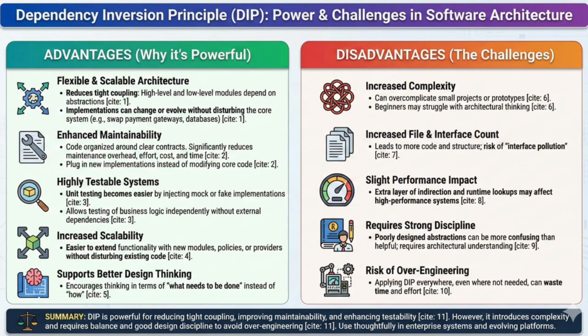Another disadvantage is that dependency inversion requires strong discipline and architectural understanding. If developers create poor abstractions, weakly designed interfaces, or inconsistent contracts, then the system may become more confusing than helpful. Abstractions must be meaningful, stable, and well-designed. If they are rushed or randomly created, the system will end up having too many unnecessary layers, duplicated logic, and unclear responsibilities. This can lead to maintenance pain instead of improvement.